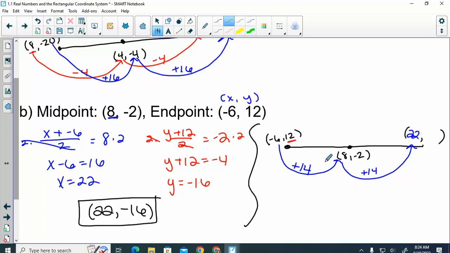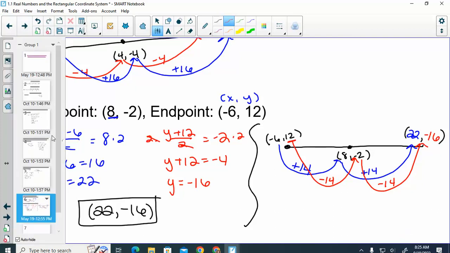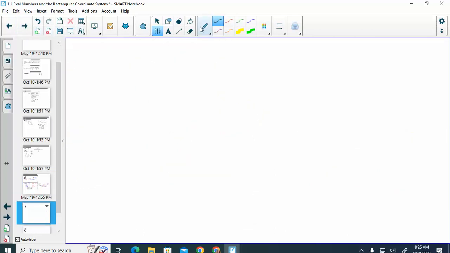Alright. So my y, if I'm at 12, to get to negative 2, we subtract 14. So we do it again, negative 2 minus 14 is negative 16. So same answer, both methods. Alright. Let's do, I'm going to put a couple problems up here for you guys to try.